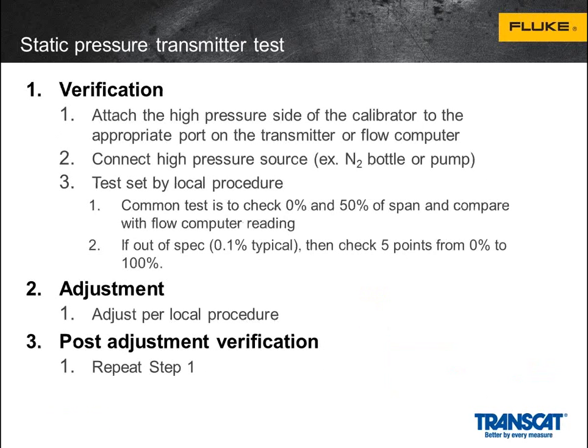Moving on to the static pressure transmitter test, it's going to look very similar. Instead of being on the low pressure side, though, you're going to be on the high pressure side of the calibrator, and then you're going to connect it to the appropriate port of the transmitter, depending on if you have a 5 or a 3 or any of the other varieties that you see. If you're going to use a nitrogen bottle, you need to connect that. Otherwise, you're going to use probably a hydraulic pump.